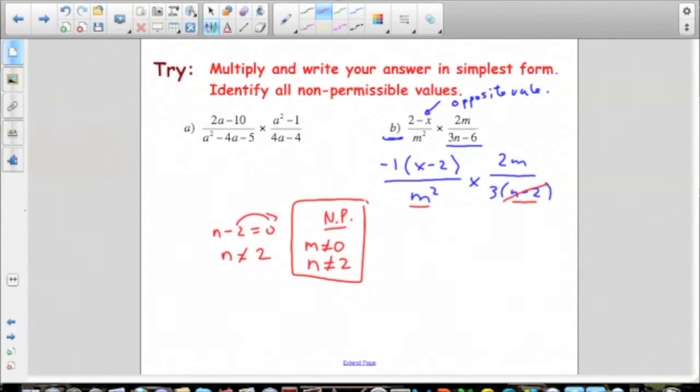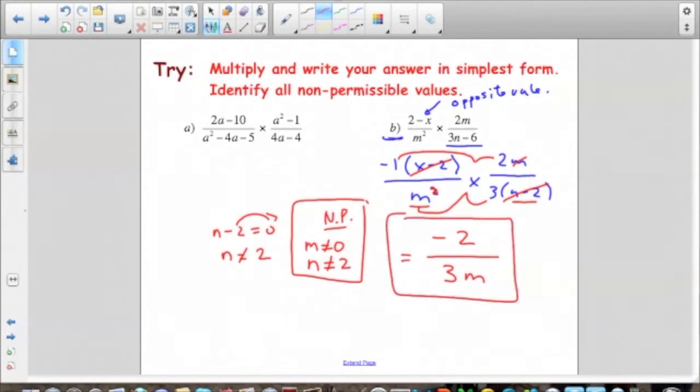All right, now let's do some canceling out. Well, I see this bracket and this bracket are alike. I see an m up here and 2 m's down there, so I take that off, so I'm just left with an m. And so what are we left with? That's it. So let's do some multiplying. -1 times 2 is -2 on top. And on the bottom we have an m times a 3, so we get 3m. So there is our simplified answer.